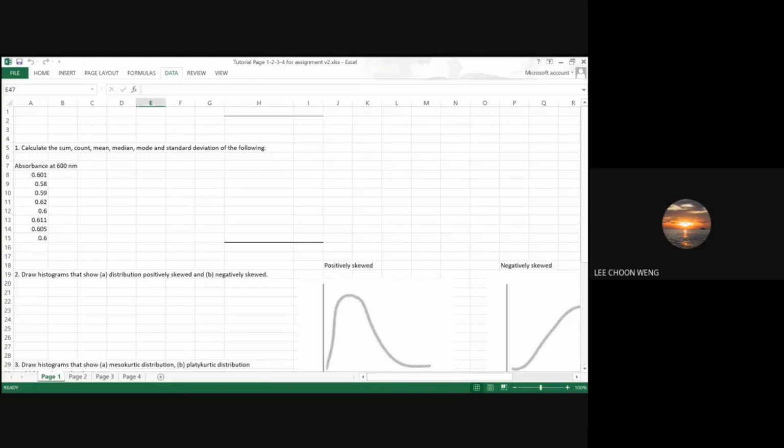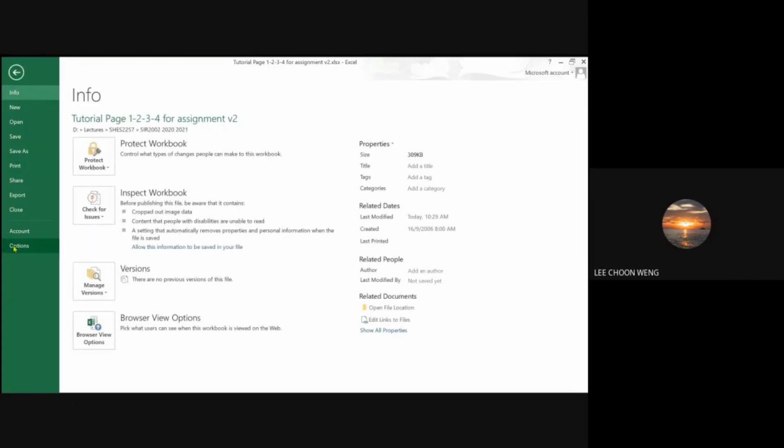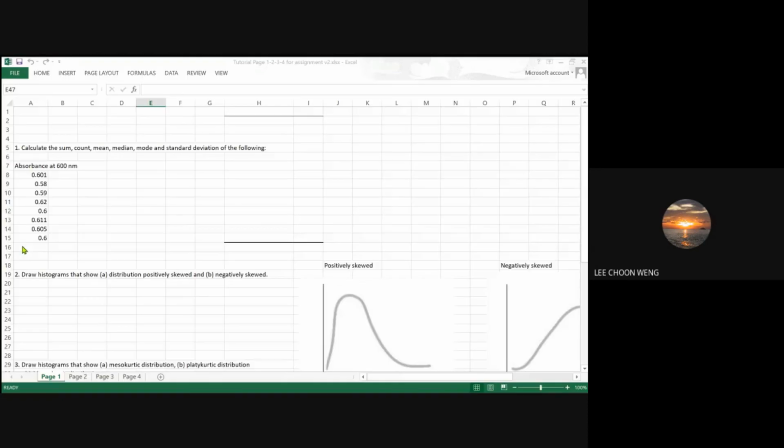If you don't have data analysis here, go to File, go to Options, go to Add-ins, and Excel add-in. Then you tick your analysis tool pack. Once you tick this, you have your data analysis option here.